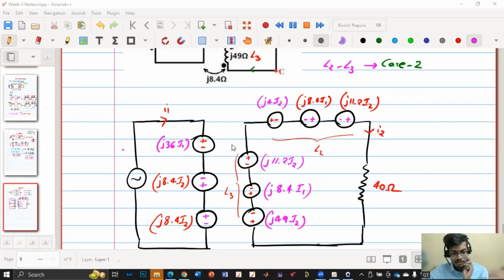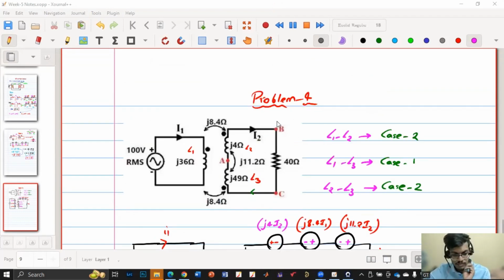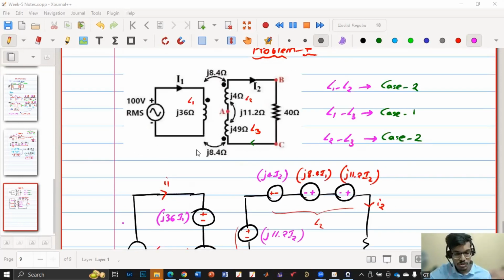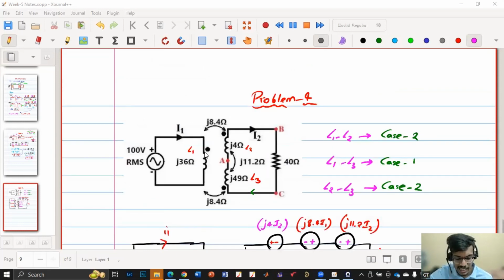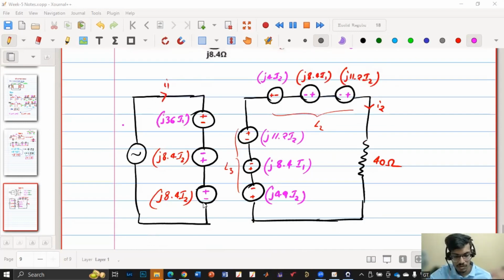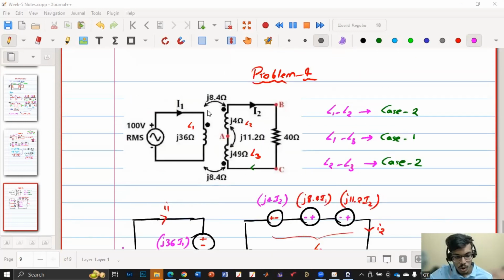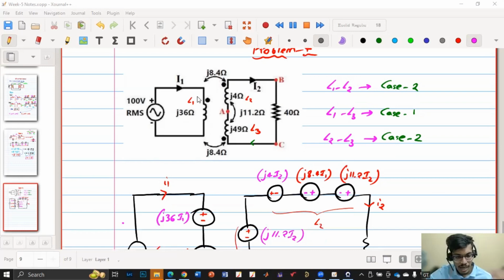I'll just repeat again. For any given problem, don't write any equation before drawing this diagram. First you need to understand how many sources will come. One source is for self-inductance, the other sources are for mutual inductance. So each inductor is having two mutual inductances and one self-inductance, so each inductance will have three sources. First, you identify the mutual inductance, whether they are falling in case 2 or case 1. Then coming to L1, as current is entering here, that terminal will be plus minus.